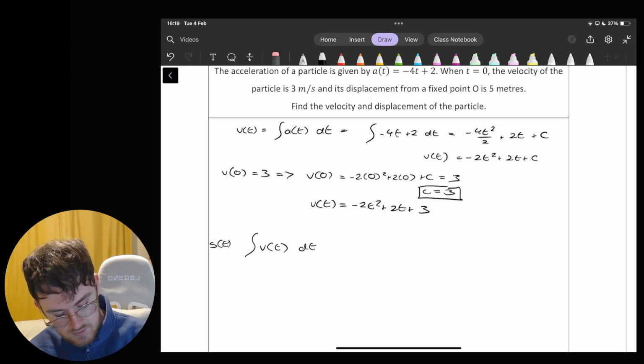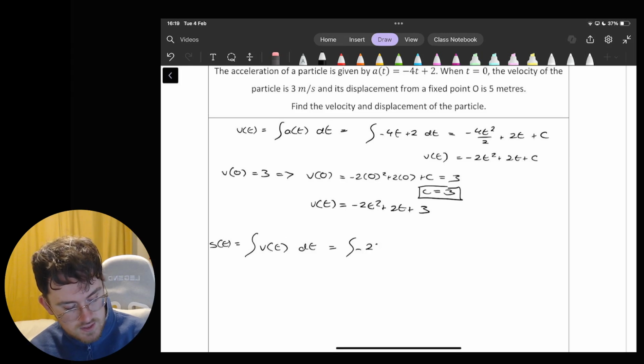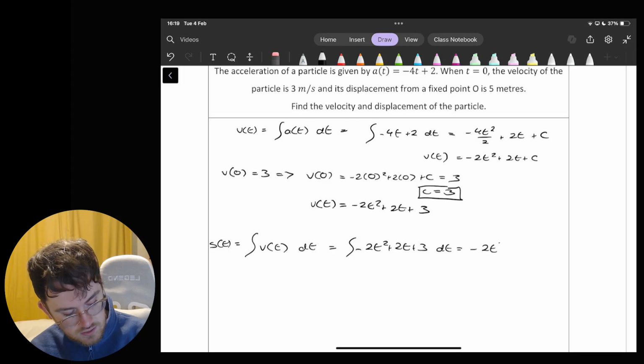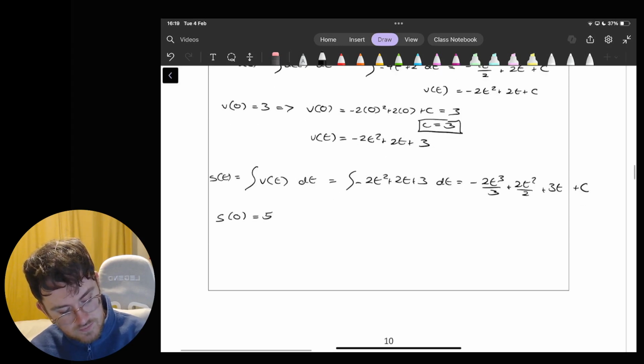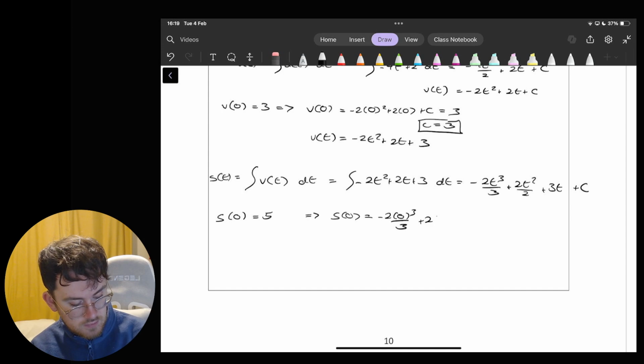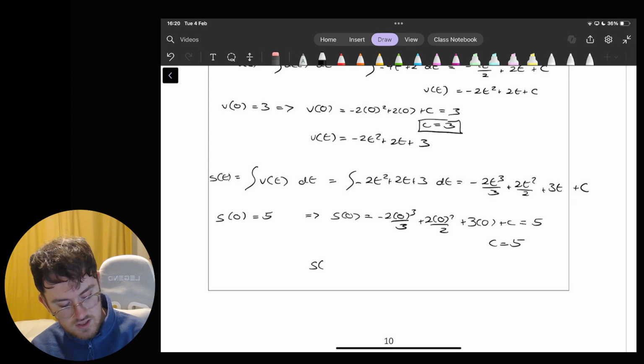So displacement s of t is the integral of velocity. Integrating minus 2t squared plus 2t plus 3 dt gives minus 2t cubed over 3 plus 2t squared over 2 plus 3t plus c. And again, we know that the displacement at 0 is 5. So fill that in. s of 0 is minus 2 times 0 cubed, which is just going to be 0 straight away because we're multiplying by 0, plus 3 times 0 plus c equals 5, which means c is just equal to what they've said, 5.